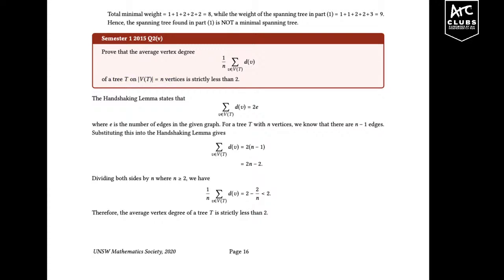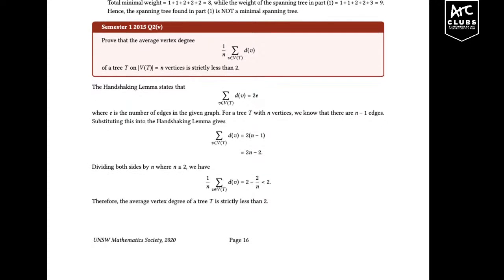For a tree with n vertices, we know that there are n minus 1 edges, and this is a definition of a tree that you will find in your lecture slides. So there's always n minus 1 edges given that there are n vertices in a tree. Substituting that into your handshaking lemma, you have the sum of all the degrees equals 2 times n minus 1 in your tree, and when you expand that, you get 2n minus 2.